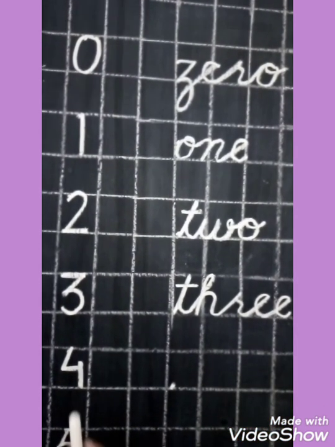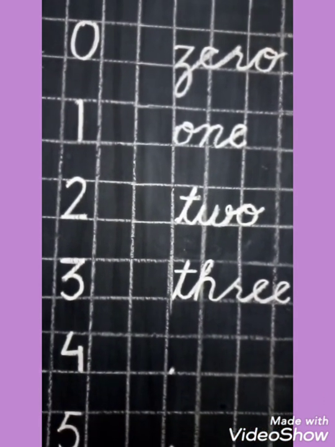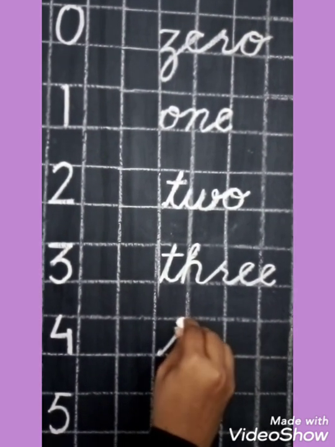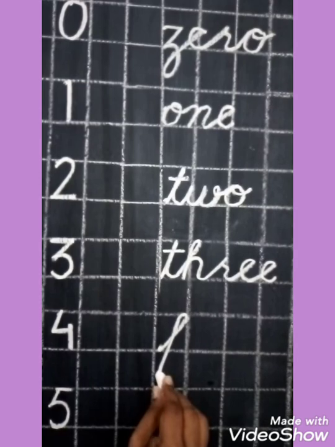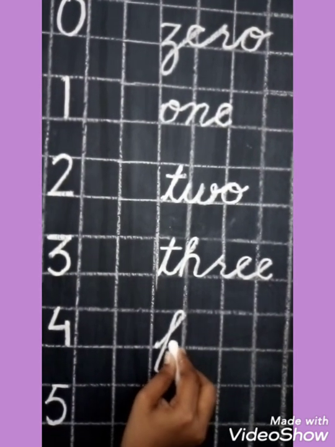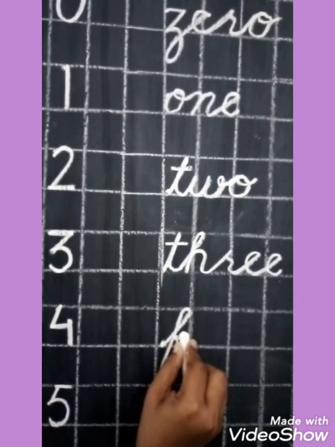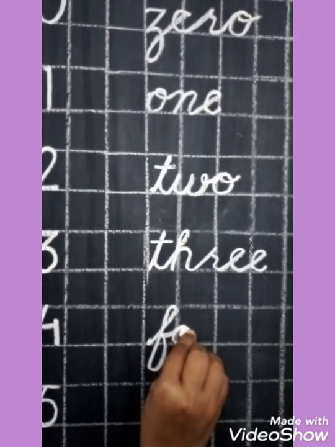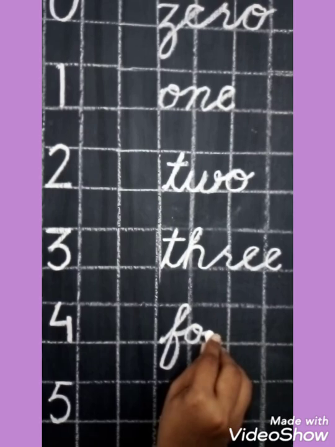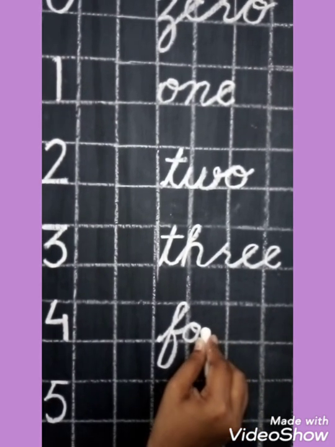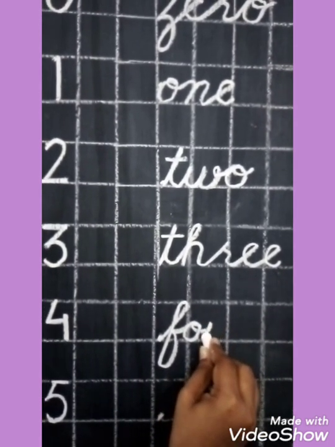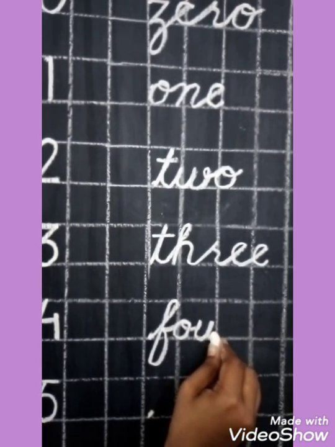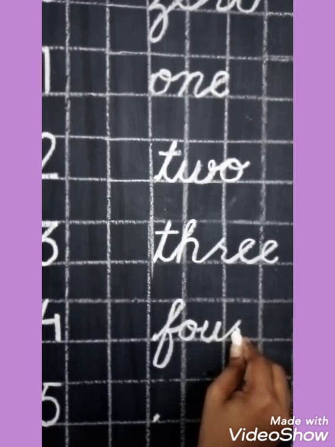T-H-R-E-E, 3. The next number is 4. Start from the given dot, make slanting line, round your pencil, come down in slanting way. And go up and make tail of F and then write down O. Now you have to make U. From this point in the class you have to go little up, come down and then write down U, slanting line and then write down R.